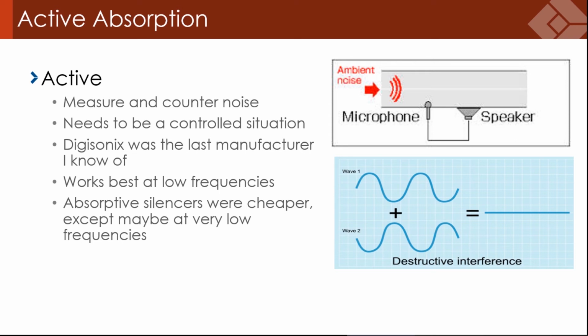So the third method of reducing noise is active noise silencing. The idea is you measure the noise and you send out an exactly opposite frequency to cancel it out. The issue is it has to be a controlled situation. I think Digisonics was the last manufacturer that I know of who is doing it in duct systems. It works better at low frequencies. In the old days, it was hard to do because we didn't have computers that were fast enough to do the fast Fourier transformation and cancel the noise. Today, I don't think that's the issue.